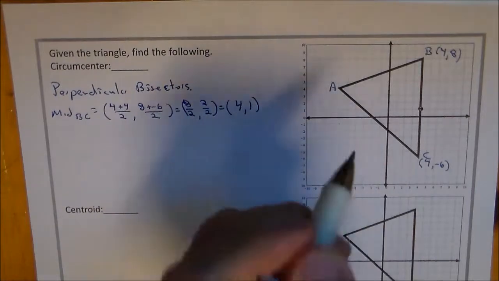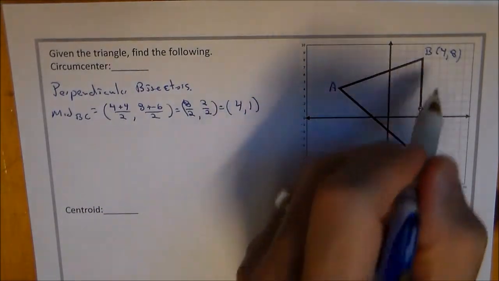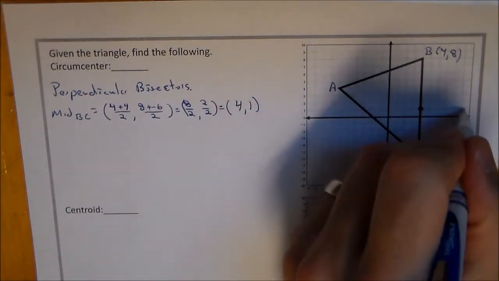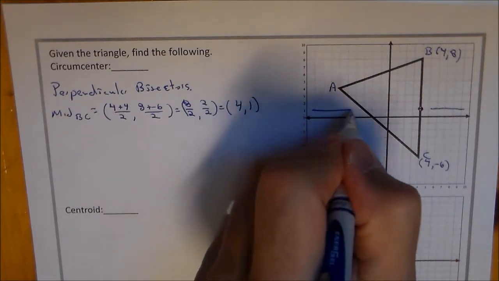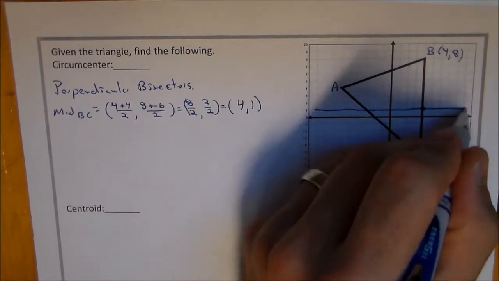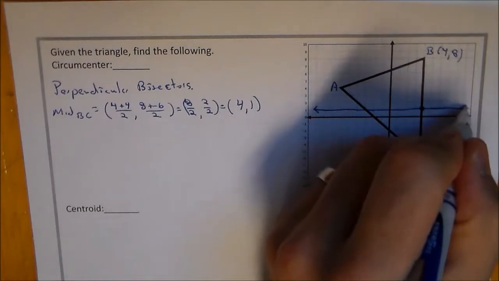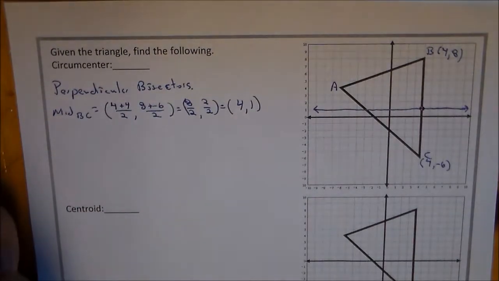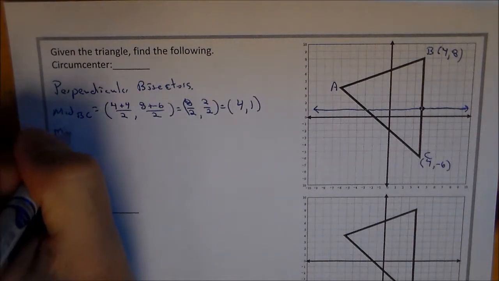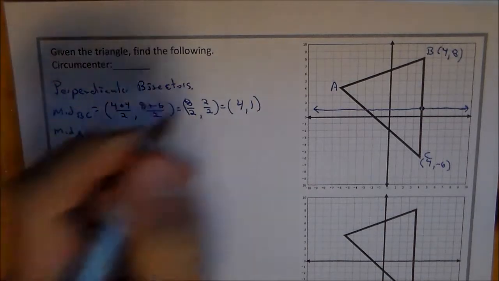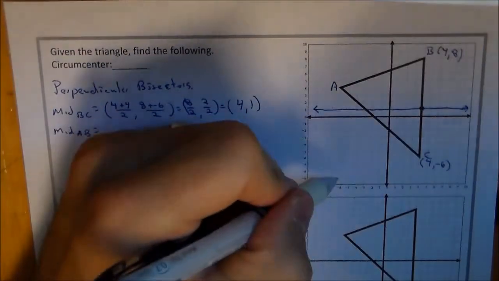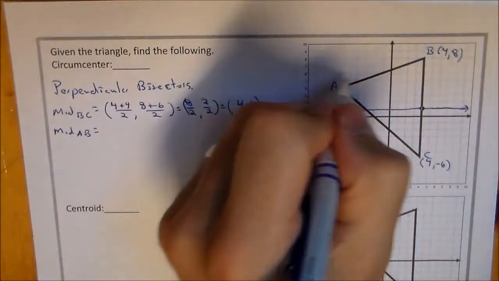So that's our midpoint. Now we need the perpendicular line from that, and since that's a vertical line, we can draw the horizontal line through that. So there's our first perpendicular bisector. The next one, let's find the midpoint of AB. So A is at (-6, 4).